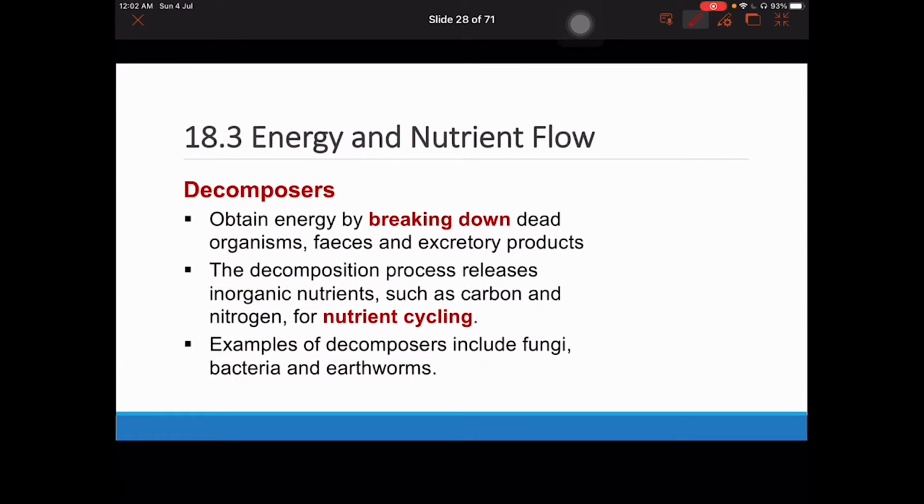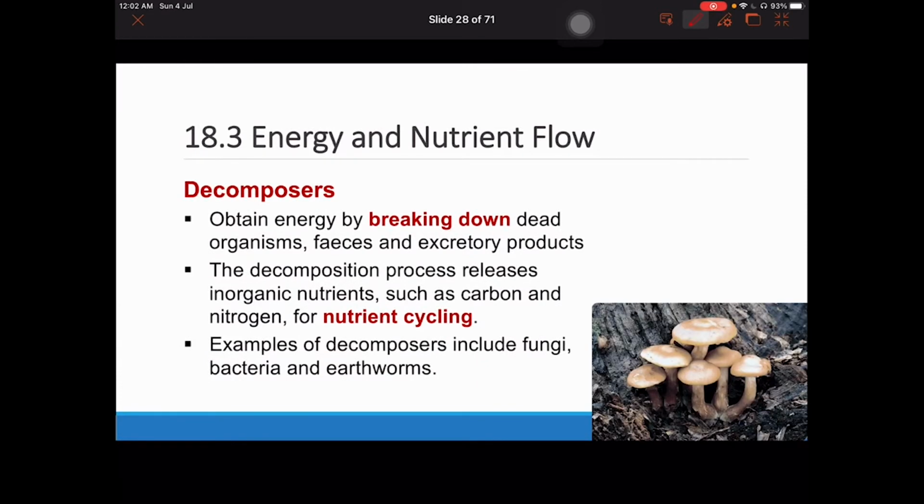Next, we also have this category called the decomposers. Decomposers work differently. They also obtain energy, but they don't exactly feed on other organisms, nor do they take light energy and use it to make food. They actually break down dead organisms, feces, or other forms of waste products. In this entire process of decomposing, they release nutrients, like carbon or nitrogen, and that's what we call nutrient cycling. So they help allow the nutrients to be reused in the entire ecosystem. Some examples of decomposers include fungi, bacteria, as well as earthworms.